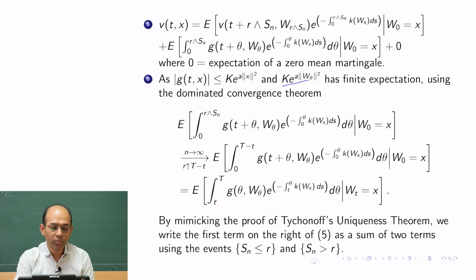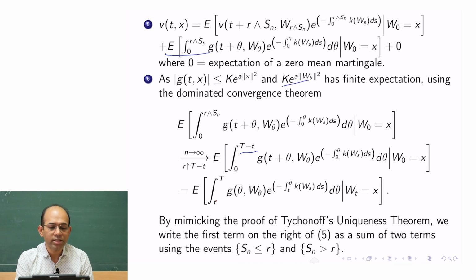So here we take this expectation of the integral from 0 to r minimum Sn of g of t plus theta, this expression that was there earlier also. Now we take n tends to infinity and r approaches capital T minus small t. When you do that, we can take this limit inside the expectation using the dominated convergence theorem, and then when we take it inside, we get the integral from 0 to capital T minus small t. So r minimum Sn converges to capital T minus small t.